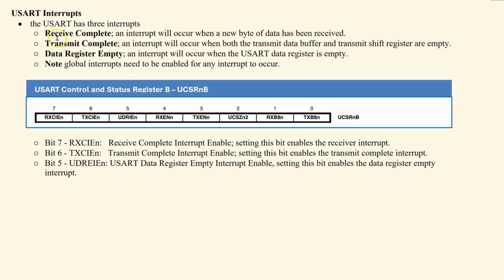So these interrupts are enabled in the UCSRnB register. Bit 7 will enable the receive complete, bit 6 will enable the transmit complete, and bit 5 will enable the USART data register empty.